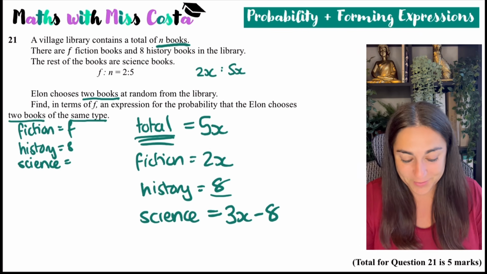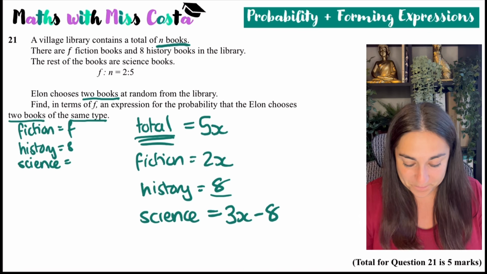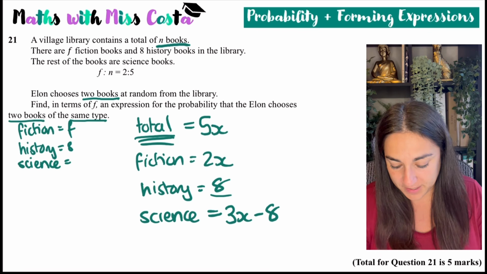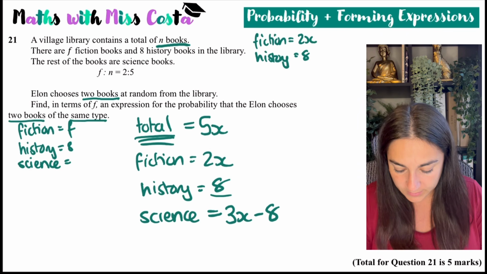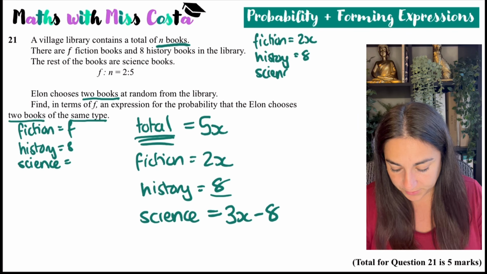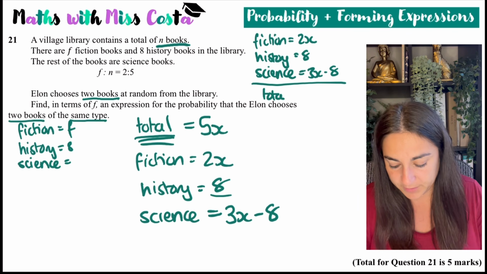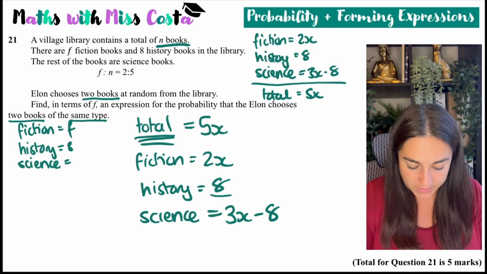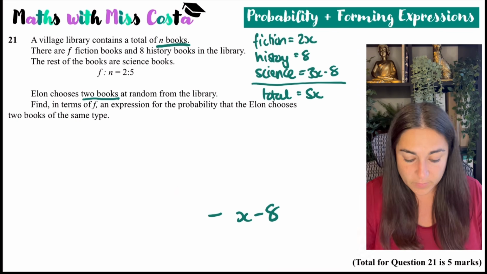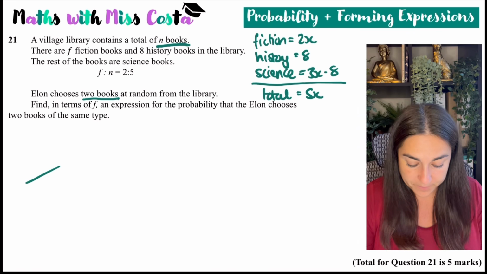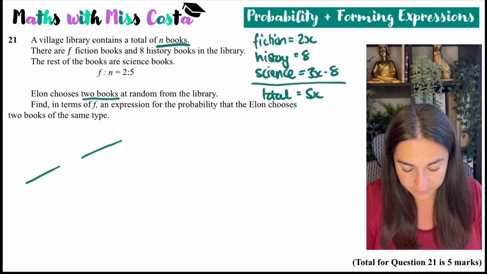Okay, so here we've got these expressions. So I'm just going to write them out here. Fiction is 2x, history is 8, science is 3x minus 8, and the total is 5x. Okay, so probability that he chooses 2 books of the same type. Well, if I had a probability tree, remember, let's just give an example with fiction and fiction.